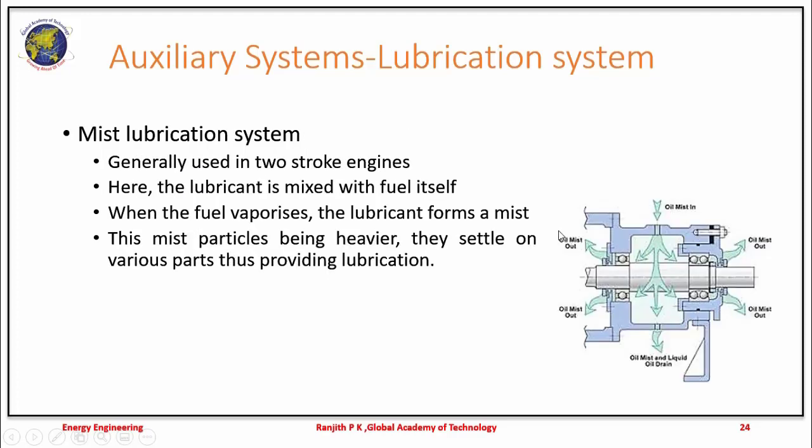Mist lubrication was the one which was employed in two-stroke engines. The lubricant is mixed with the fuel itself. So when the fuel vaporizes, the lubricant forms a mist. This mist is usually heavier and settles on the various parts of the engine, thus providing the lubrication action.